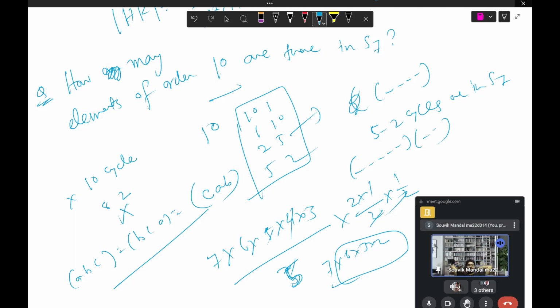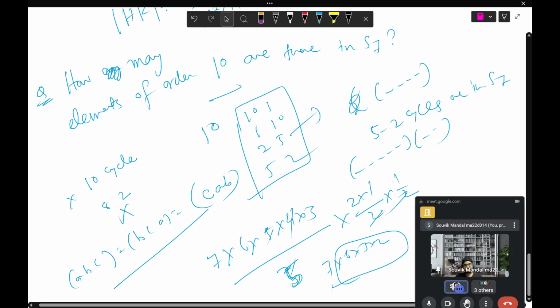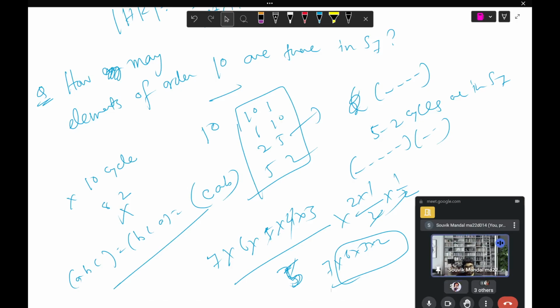So do you understand the argument? No, sir, I'm not getting the point. Okay, which part? Within the rectangle there are four choices. How four choices? There is no 10 cycle in S7, correct? Since there is no single cycle in S7 of cycle length 10, an element of order 10 can't come from a 10 cycle, right?